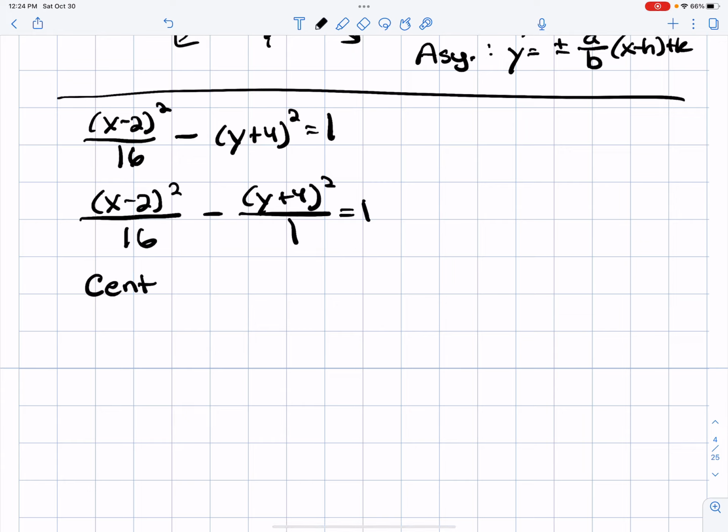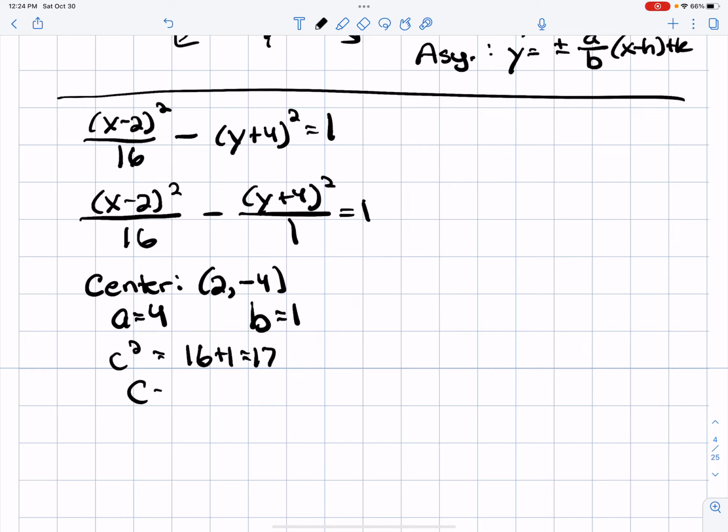So my center, h, k, is at 2 comma negative 4. Then my a is 4. Square root of 16 is 4. My b is 1. So c squared is 16 plus 1, or 17. So c is the square root of 17. I didn't write down what that is. Let me real quickly punch that into my calculator. The square root of 17 is around 4.1. So helpful to know.